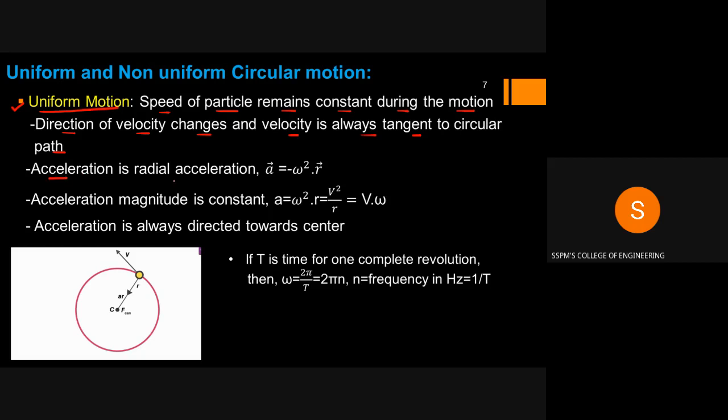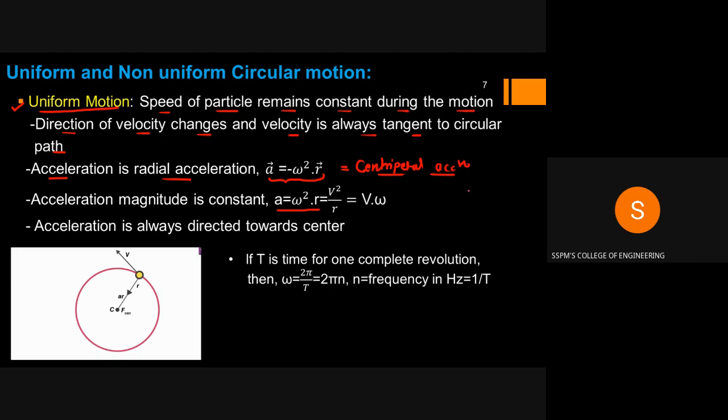Now the acceleration is a radial acceleration in the uniform circular motion or non-uniform circular motion. And this acceleration is given by a bar is equal to minus omega square into r bar. So this is the centripetal acceleration, which is a is equal to minus omega square into r bar. The acceleration magnitude is constant for the uniform circular motion, and it is given by a is equal to omega square into r. So this is the magnitude.